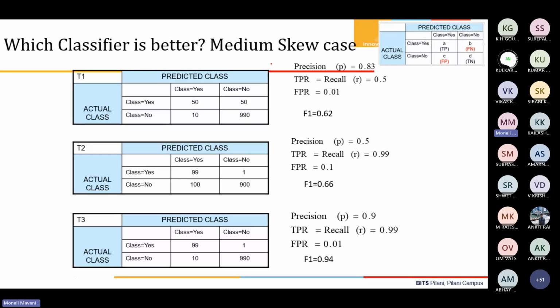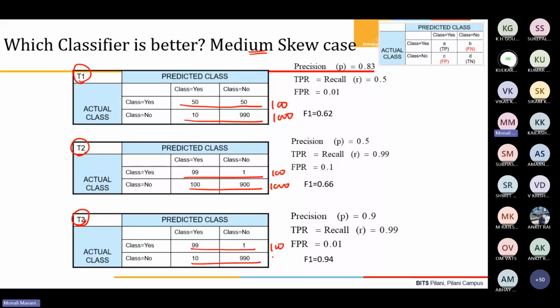Now I have a medium skew case, a medium class imbalance. The yes class has 100 examples, the no class has 1000 examples. For this imbalanced data set, we have trained these three models.